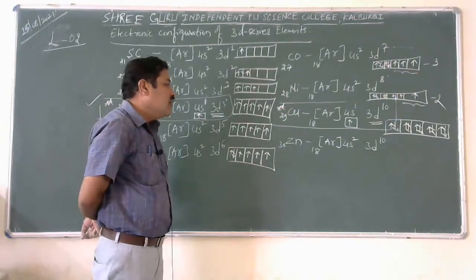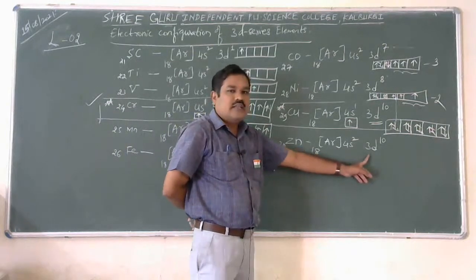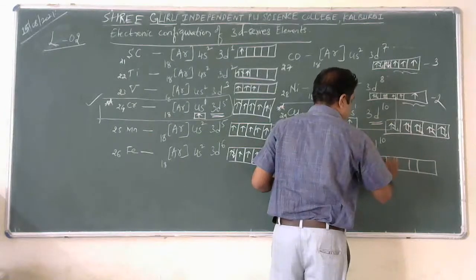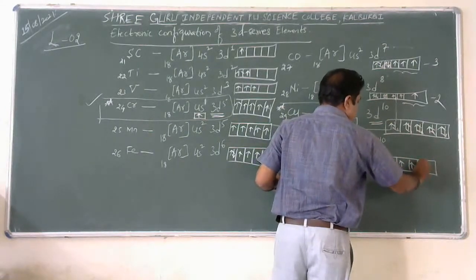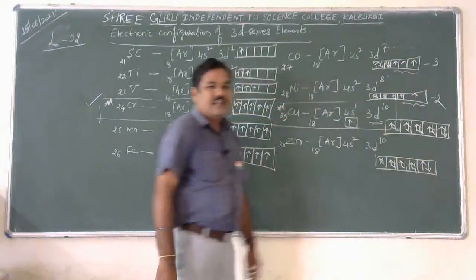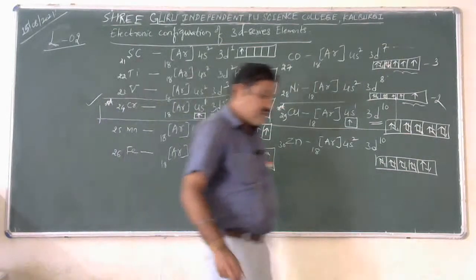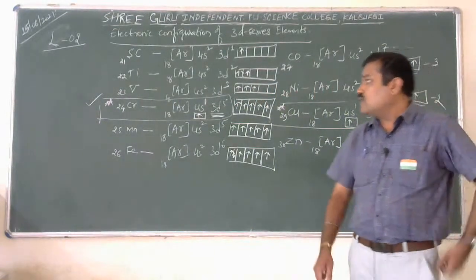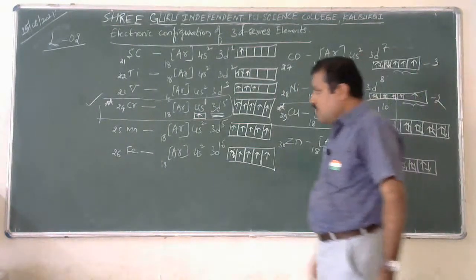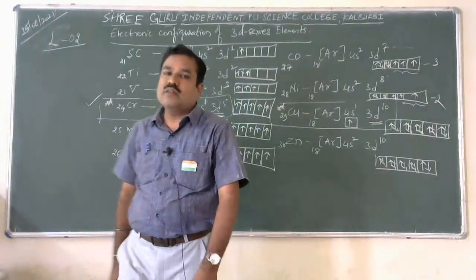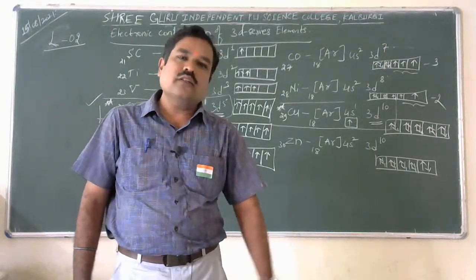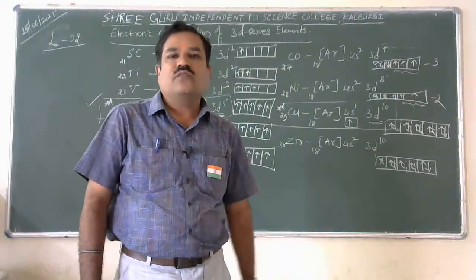Once again, here 4s pairs up to 3d10. Here also d10, a d10 system, don't confuse. That's why I'm writing the d5 system, then d6, d7, d8, d9, and d10. I'm repeating, students, this outer electronic configuration is very important for further discussion of properties. For theory, chromium and copper carry 1 mark compulsory and are very much repeated in Karnataka CET. Even sometimes in NEET they will ask this electronic configuration.